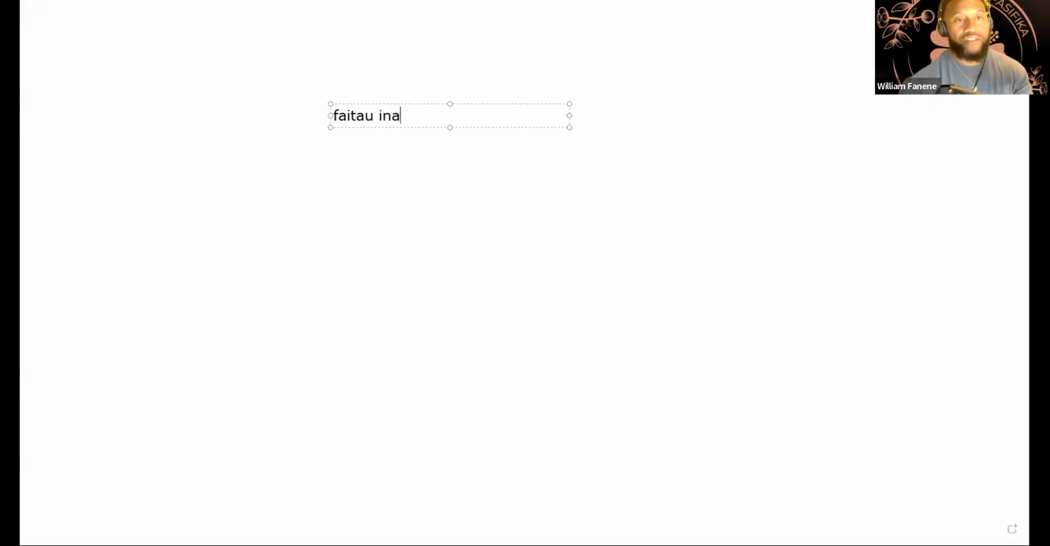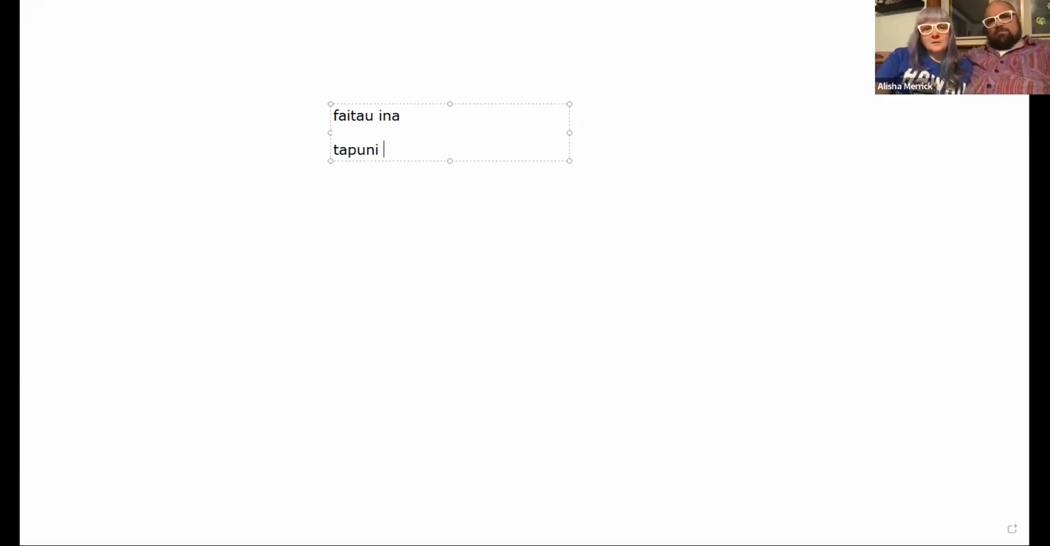So faitawina. I'll just do a couple other ones. This is kind of helping me out right here too. So what's another one? Tapuni. We did Tapuni. Okay, so would we say Tapuni Ina or what's the other one? That one seems like it makes sense because it ends in an I. Right, so this one ends in an I, you just add an A. Yeah, Tapunia. Okay, so maybe that's what it is. If it ends with an I, then it's probably just an A.